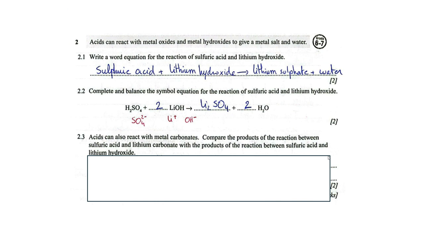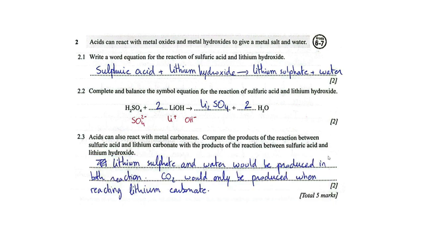Acids can also react with metal carbonate. Compare the product of the reaction between sulfuric acid and lithium carbonate with the product of reaction between sulfuric acid and lithium hydroxide. So you're going to make exactly the same salt. You're also going to make water, but in addition to it, you're going to produce carbon dioxide. So same product, and when you're reacting lithium carbonate, you're also going to make carbon dioxide, CO2.